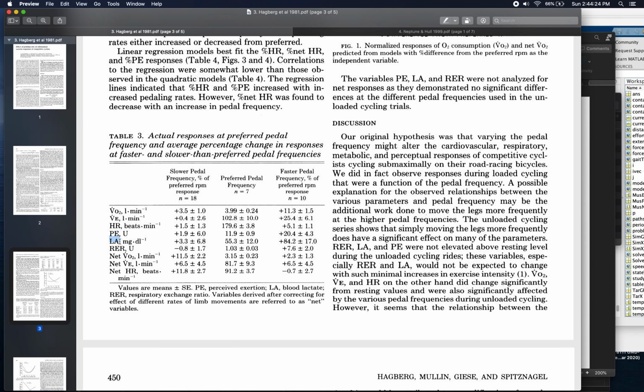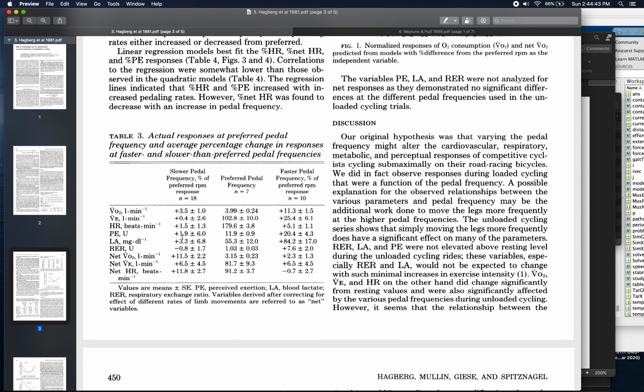LA here is lactate accumulation, the concentration of lactic acid in the individual's blood. And again, the higher that is, generally the more difficult, the more intense the exercise is. And then these other variables here, just some other ones that they measured. I'm only going to talk about these ones on the top here.